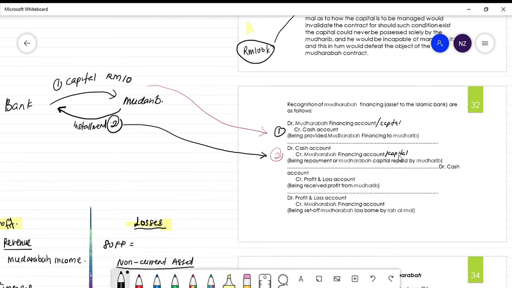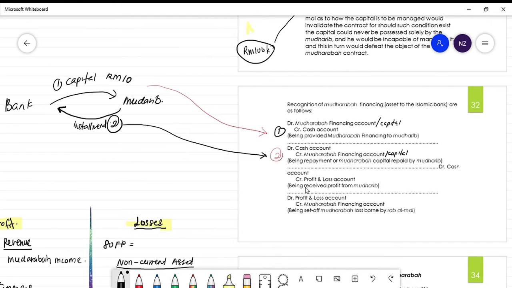So sekarang amount capital kita, ataupun amount hutang Mudharabah kepada kita dah berkurang lah. That's why kita kreditkan dia, kredit Mudharabah capital financing. Okay, now itu settle nak record the installment receipt.